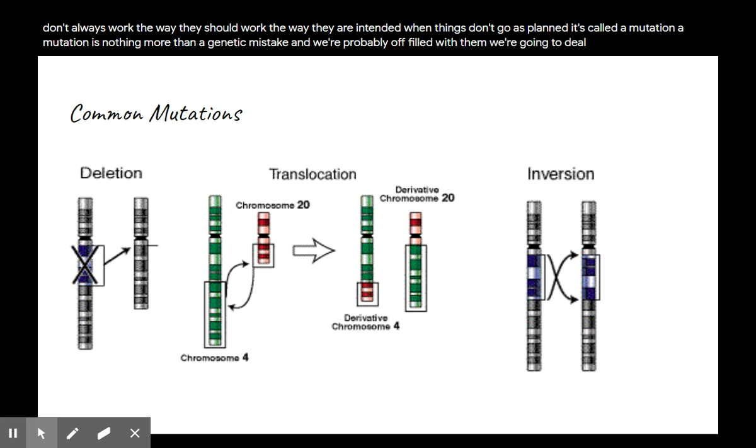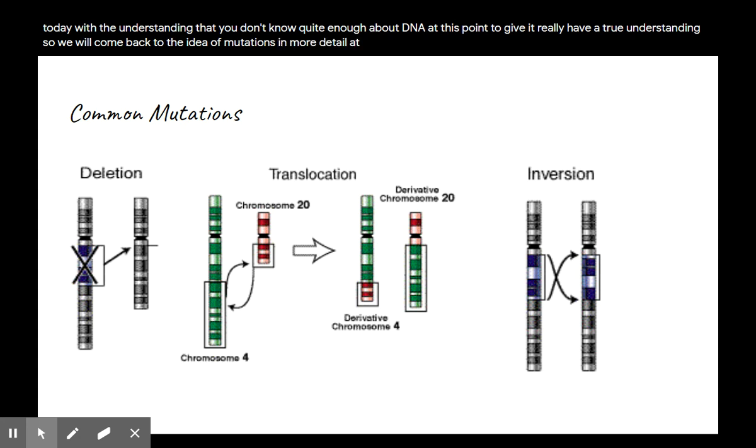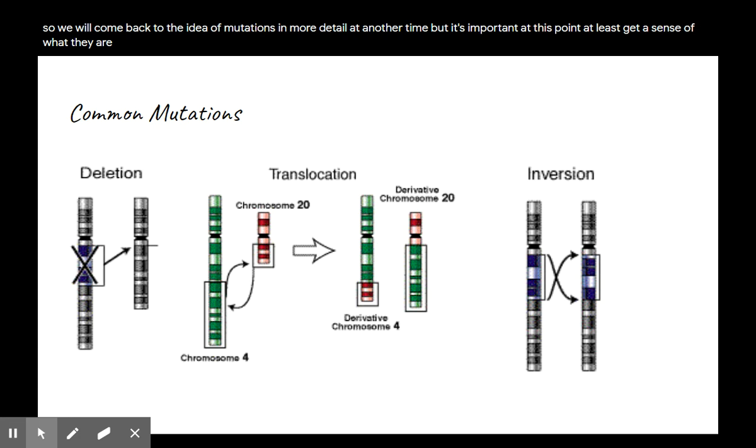We're going to deal with a few of those today, with the understanding that you don't know quite enough about DNA at this point to really have a true understanding. So we will come back to the idea of mutations in more detail at another time, but it's important at this point to at least get a sense of what they are. Pictured here, you can see three different types of pretty common mutations. The first is a deletion, and then translocation, and then an inversion.